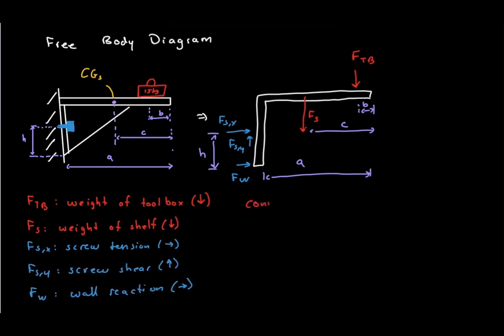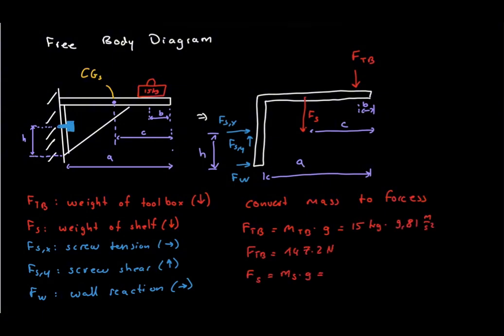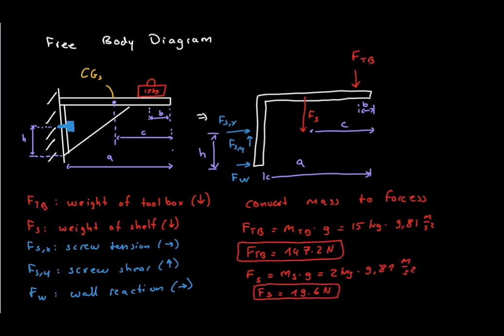Before solving, we convert masses into forces. The toolbox force is 15 kilograms times 9.81, which gives 147.2 Newton. The shelf force is 2 kilograms times 9.81, which gives 19.6 Newton.